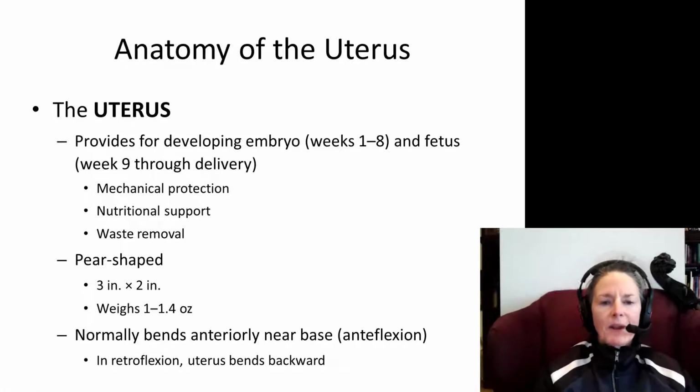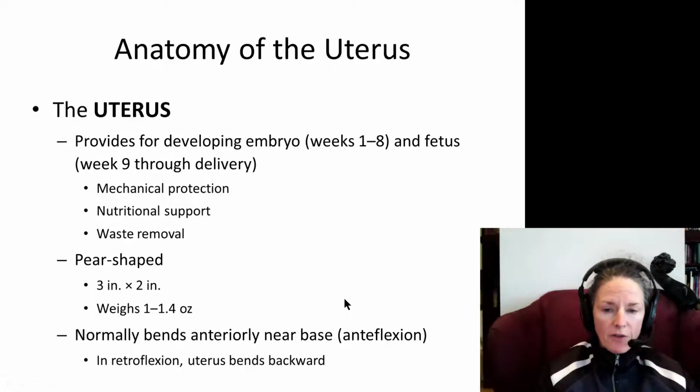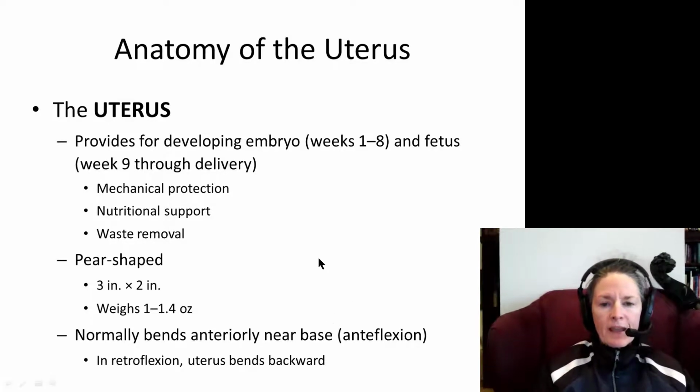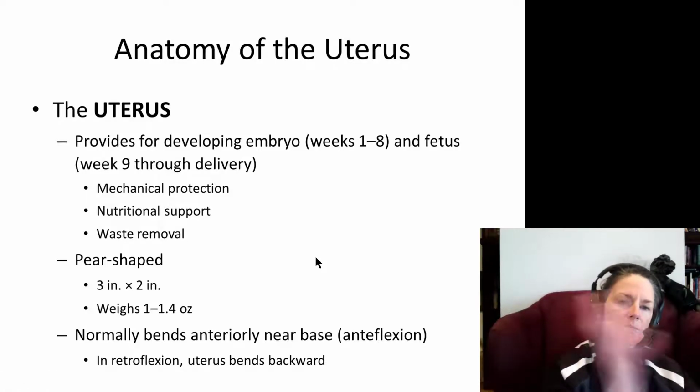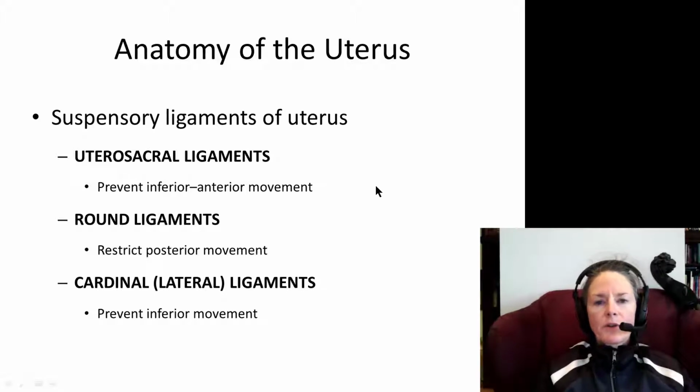So this organ is fairly pear-shaped. And in most people who aren't pregnant, it's pretty out of the way. It usually bends anteriorly. We call this anteflexion. Sometimes they can be retroflexed, but that's very rare. And if an individual has a retroflexed uterus, as soon as they get pregnant, eventually it usually flips over during the pregnancy. So we got a couple of things that are going to hold the uterus in place.